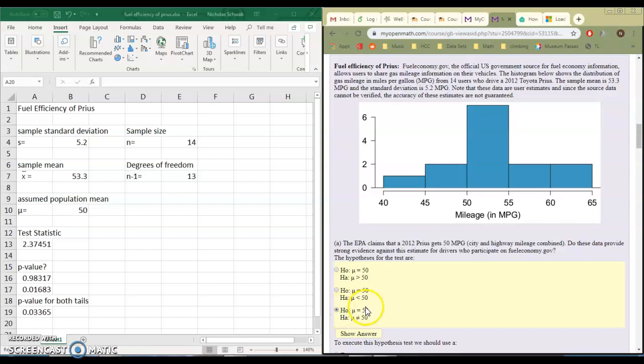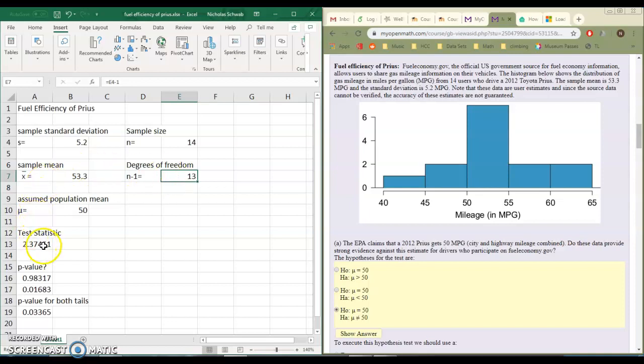So we are going to choose this one. The mean for all drivers is 50, and we just want to know, is it possible that the mean is not actually 50? It's different. So we're going to pick this. Our sample size is 14. The degrees of freedom are always 1 less than 14.